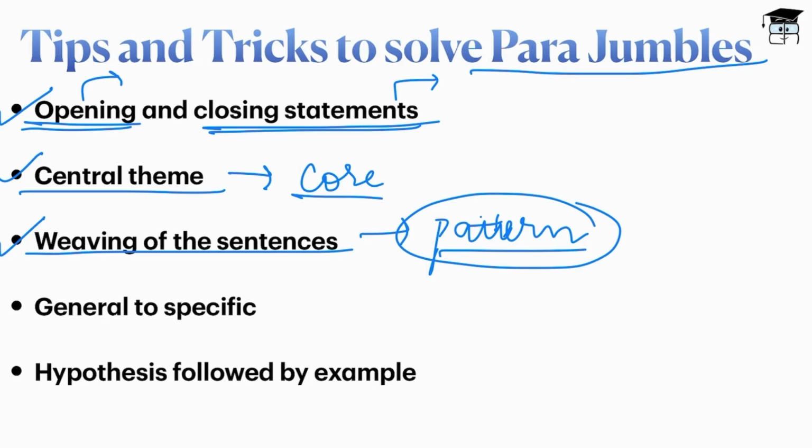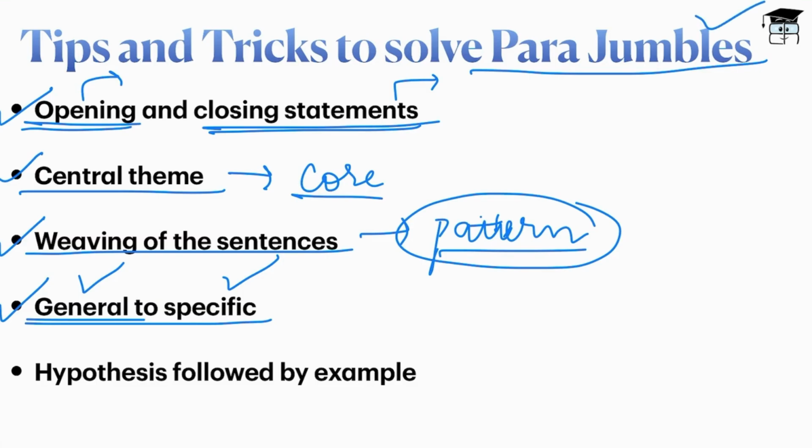The next and the very general approach is general to specific. Now think about it. When you have to tell something to someone, you tell about the general characteristics of that something first and then you move into specificity. You will never tell about the details in the very beginning and then move into general characteristics, right? That is how you have to solve parajumbles.